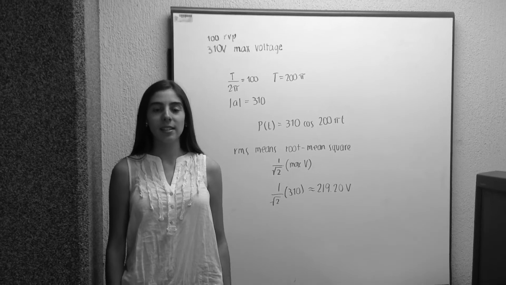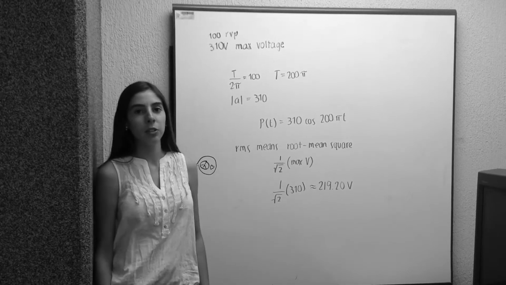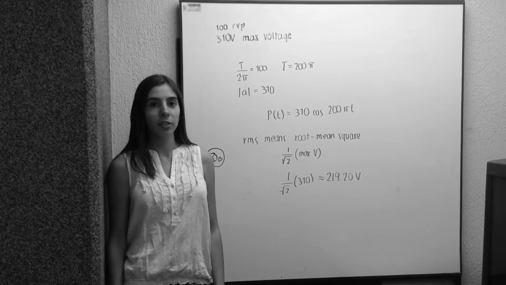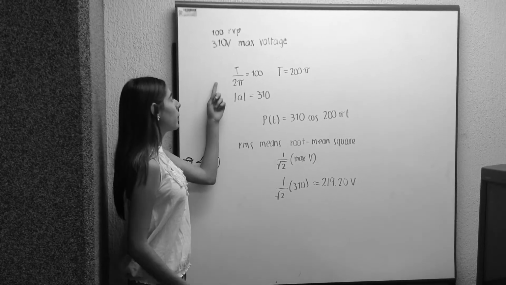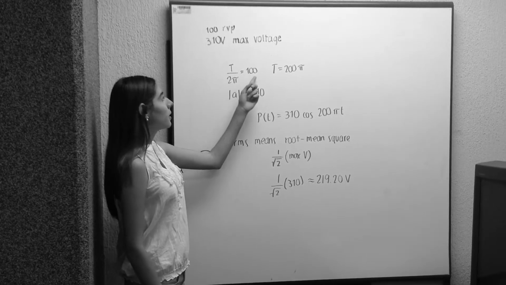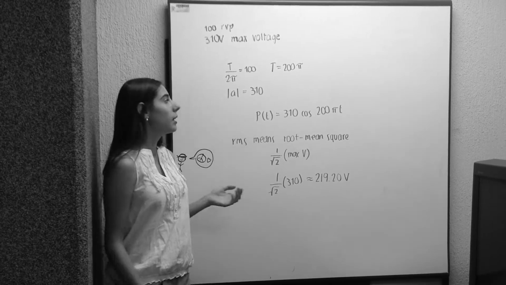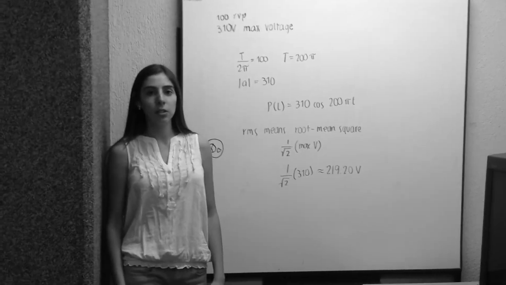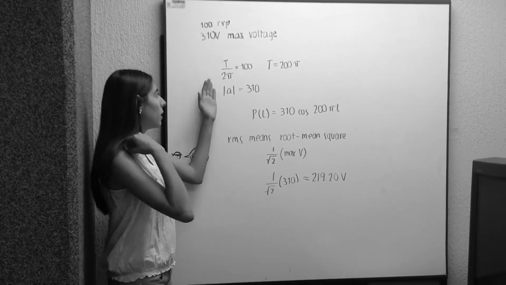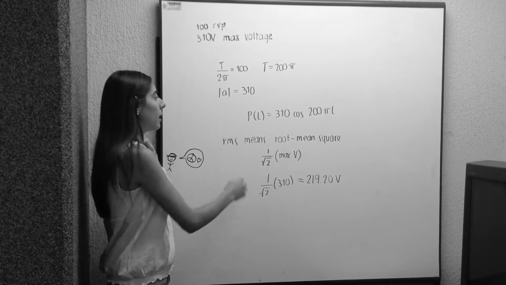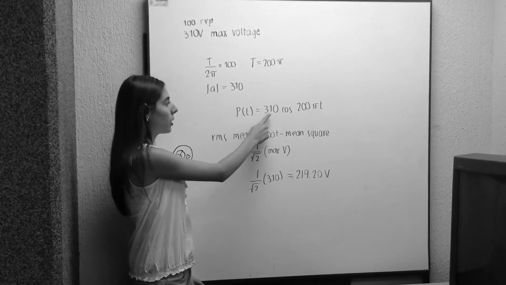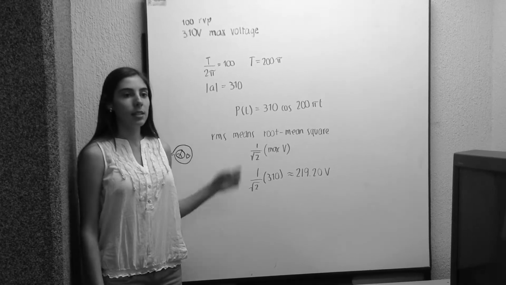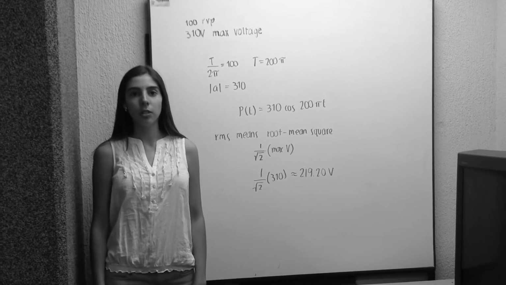The problem says that the armature is rotating at 100 revolutions per second and that the maximum voltage is 310. So from that we can get that 100 is the frequency, the angular frequency is going to be 200 pi, and the amplitude is going to be 310. From this we can get the formula: P(t) equals 310 cosine of 200 pi t. This is because it's a harmonic motion.